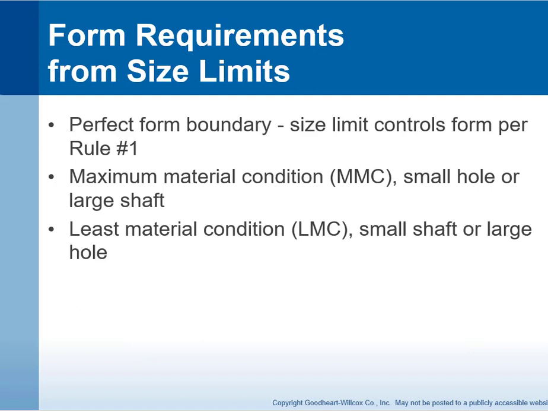Okay, form requirements. Form limits to size. Perfect form boundary. Size limit controls form per rule number 1. Maximum material condition, which would be the smallest hole or the largest shaft. And then least material condition, that could be the smallest shaft or the largest hole.